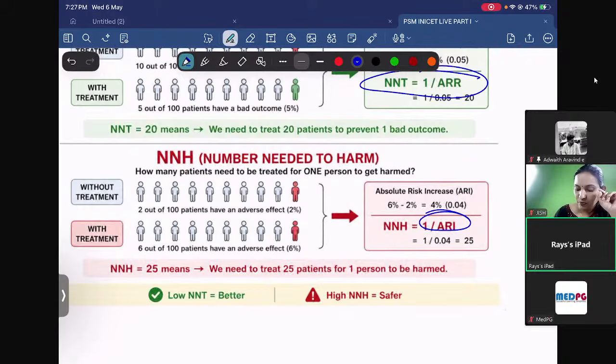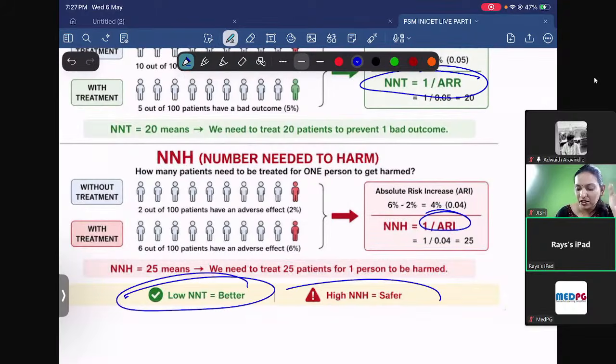Okay. So we want a lower NNT, which is better, and a higher NNH, which is safer. So remember, lower NNT and higher NNH is what we want in our new drug. That was about NNH and NNT.